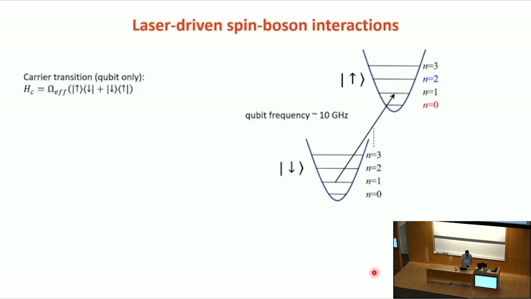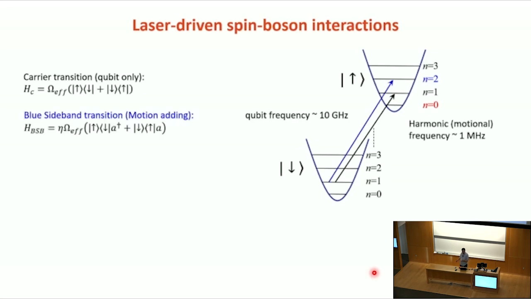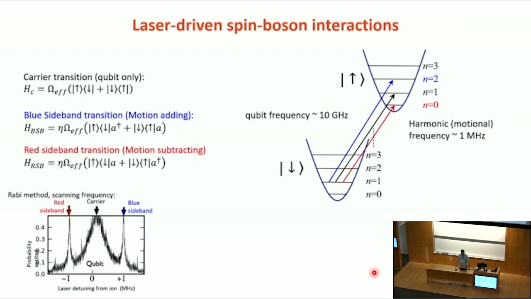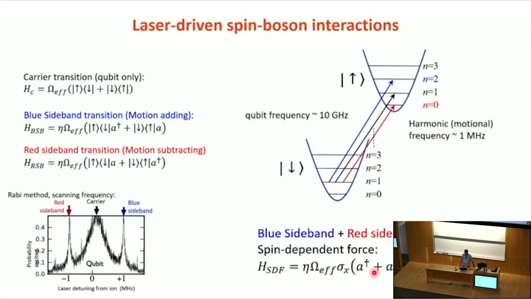But let me just quickly go through this. We have a spin and a boson. The boson is the motion of the trapped ions. If you set the laser frequency correctly, we can do spin flip operations. We call this a carrier. If you set the laser frequency to be the qubit frequency plus the motional mode frequency, we can drive these blue sideband transitions. We flip the spin and also add one quantum of motion. Similarly, we can do red sideband transitions, flip the spin, and subtract one quantum of motion. If you combine the blue sideband and the red sideband together, we get what we call a spin-dependent force. You can see that this is essentially a spin-boson Hamiltonian.